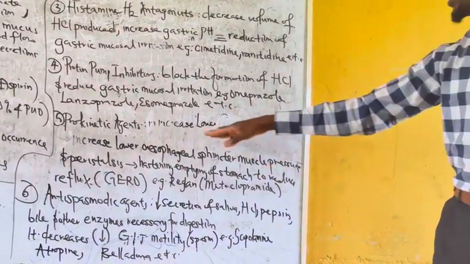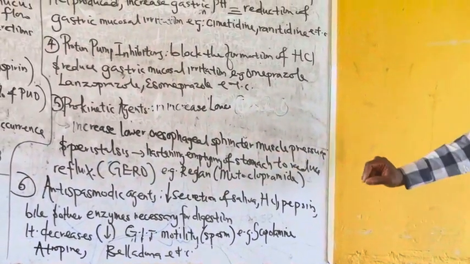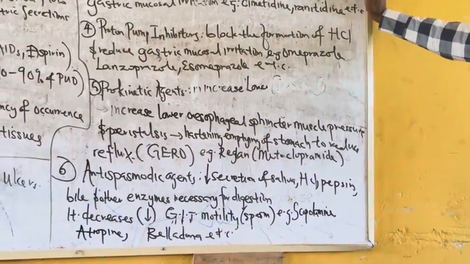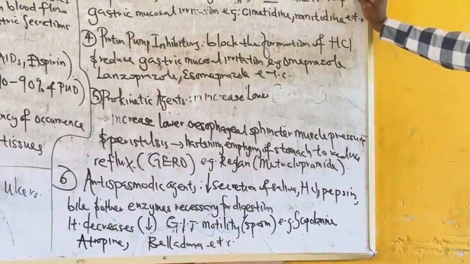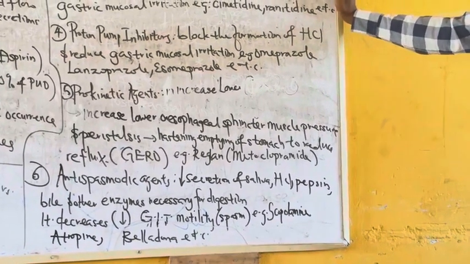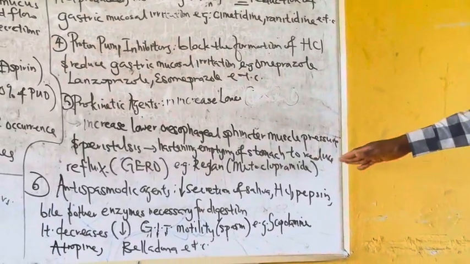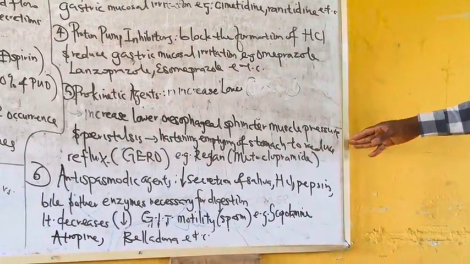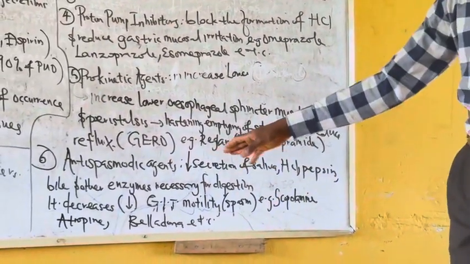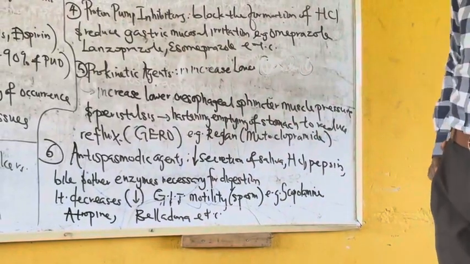So this class of drug would increase lower esophageal sphincter muscle pressure. Then they also increase peristalsis. If they increase peristalsis, it means that the tendency for the food content to move back upwards will be reduced. It also extends the emptying of the stomach. That's what it is. So this one will be necessary in GERD, but not in ulcer. It's important in GERD, not in ulcer. So we have Reglan, metoclopramide as a major drug of choice there.